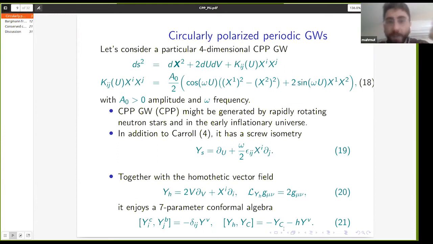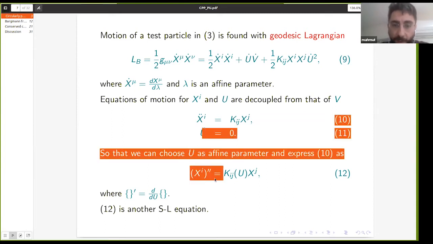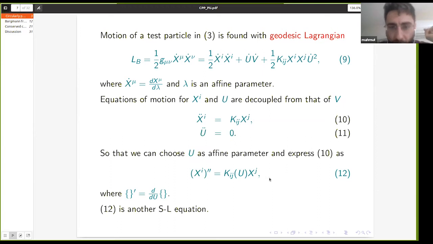Now, let's go further. What we would like to do is actually solve the geodesic equations and generate conserved quantities, right? As you can see, this is the geodesic equation for the transverse part. The U is just trivial. We can choose U as an affine parameter for any plane wave. Of course, this is also true for our particular circularly polarized periodic gravitational wave. So we need to solve this equation. And the V equation, I didn't present, but if you are able to solve this one, then you can also solve V. So the crucial equation is this one, right?